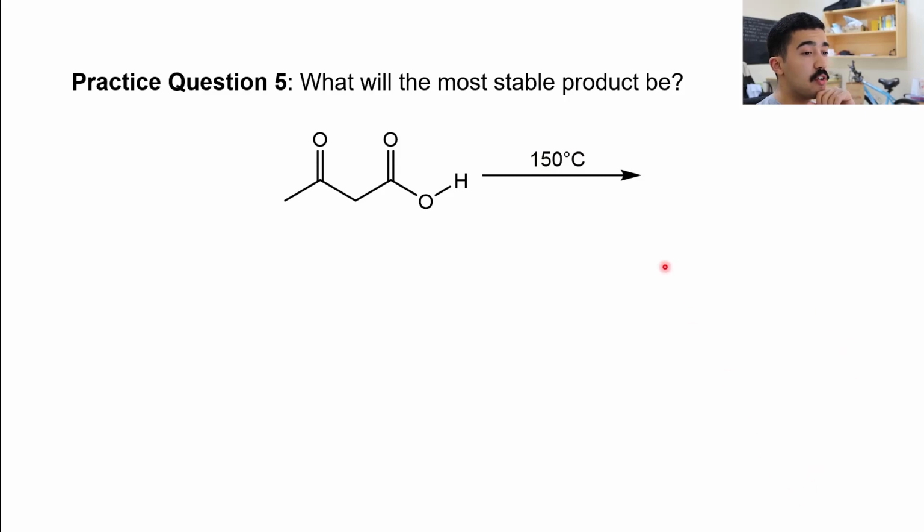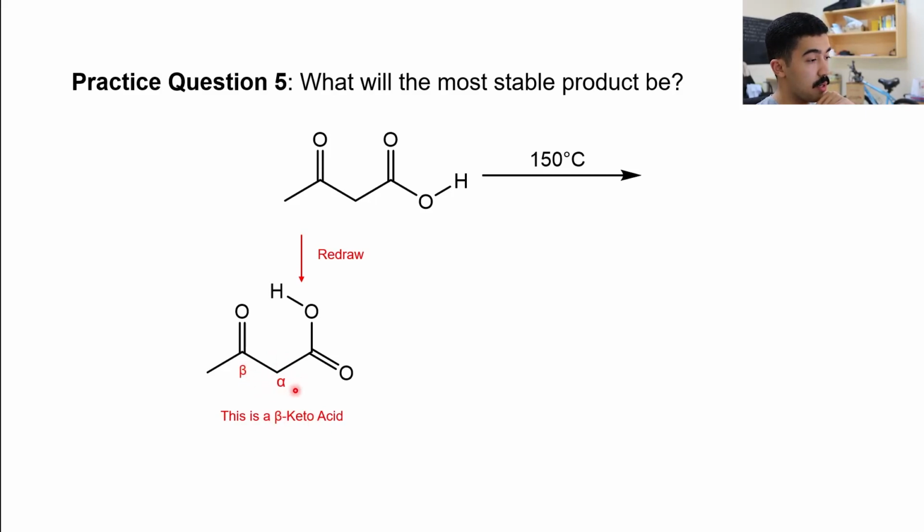Let's go ahead and start off by redrawing this a little bit better so that we can better visualize what is happening. Once we redraw it like this, and you'll see why I drew it like this, we can clearly identify that this is a beta-keto acid. Beta carbon, alpha carbon. The beta carbon has the ketone, the alpha carbon has our carboxylic acid group.